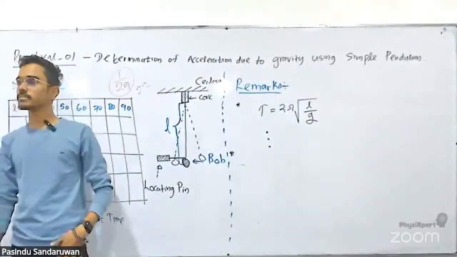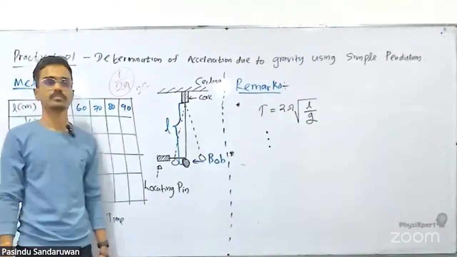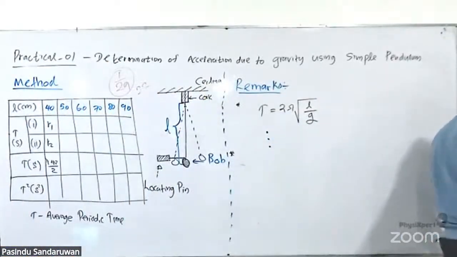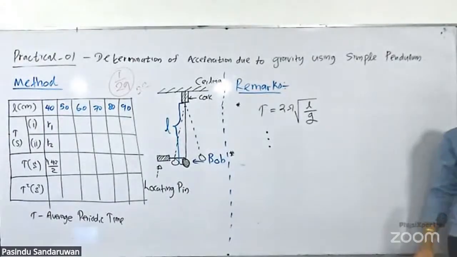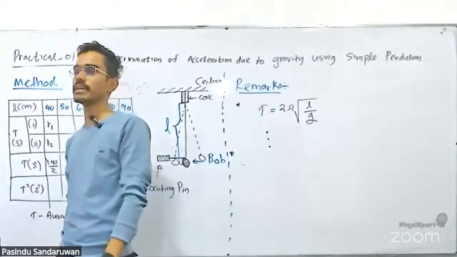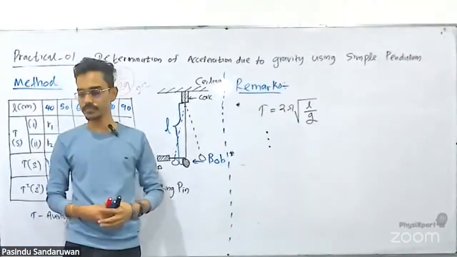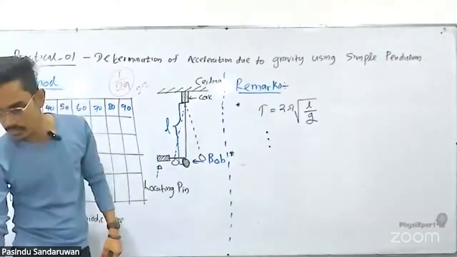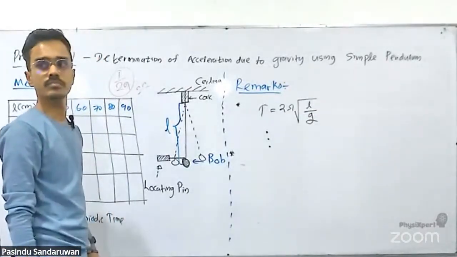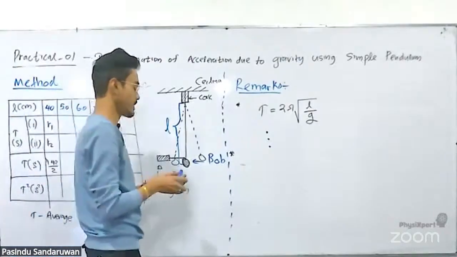Angle of oscillation should be less than 6 degrees. Right? Next point.